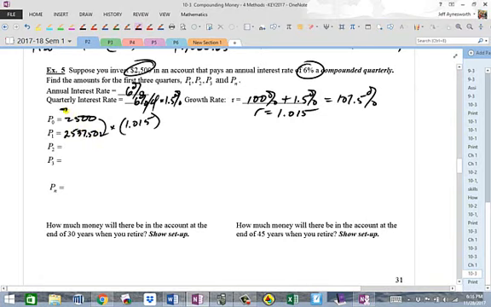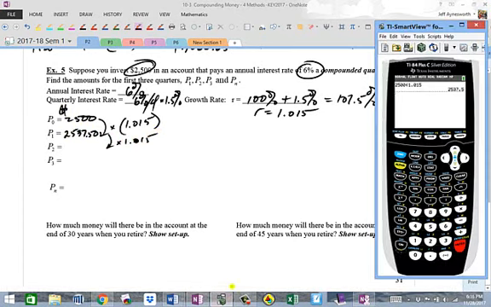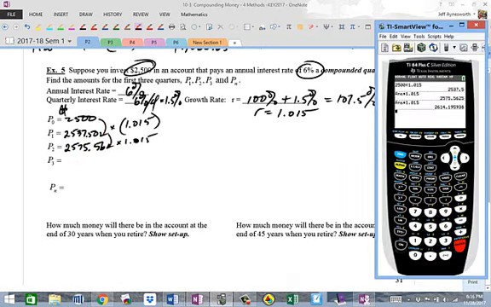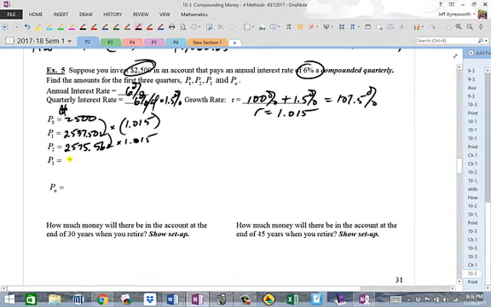Okay, let's multiply it by 1.015 again. Times 1.015, hit enter, and you get $2,575.56. Okay, and then you do it one more time. All right, and let's see what happens. We got $2,614.20.